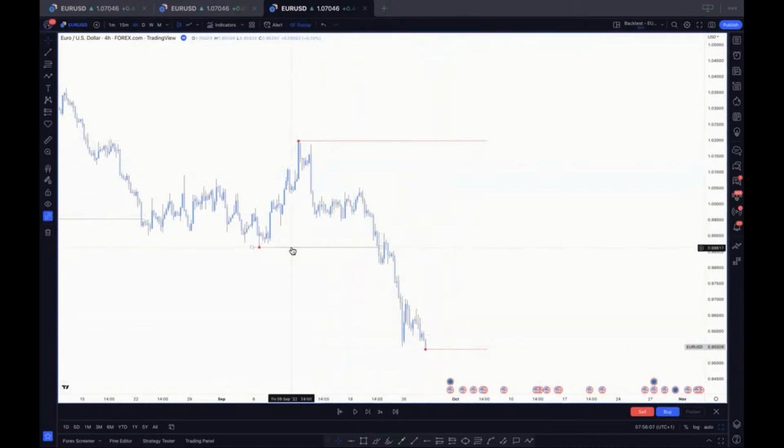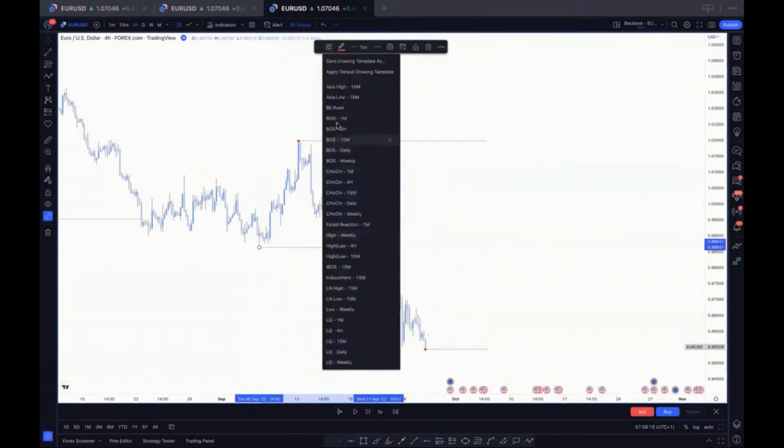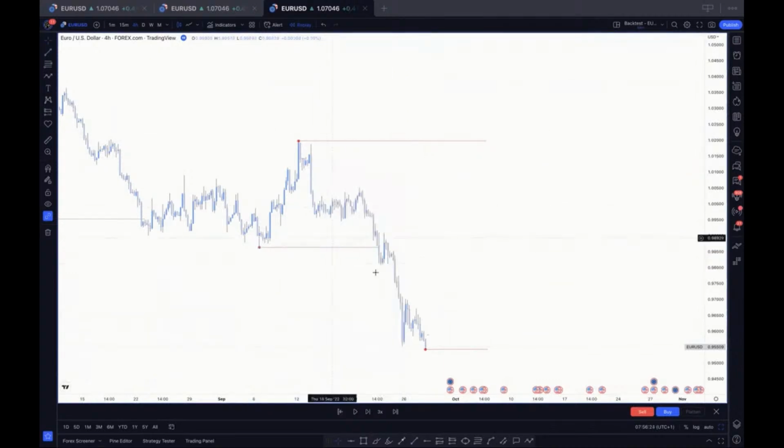Now, I believe this is now very clear, so you understand the concept of swing high, swing low. Now I'm also going to draw from this previous low. This was the break of structure, right? So I'm also going to draw a line and then choose my break of structure here, 4 hours. So you can see that. Now, this is our structure basically.